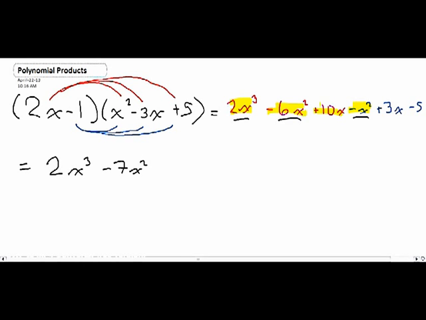Next we're going to go to our linear terms, or just our degree 1 terms. This is 10x plus 3x, so that's going to give us a total of 13x. And now this is done and this is done. And finally we're left with our constant term, or our degree 0 term, and we have minus 5. So what we find is 2x minus 1 multiplying x squared minus 3x plus 5 reduces down, after we expand it, to 2x cubed minus 7x squared plus 13x minus 5.